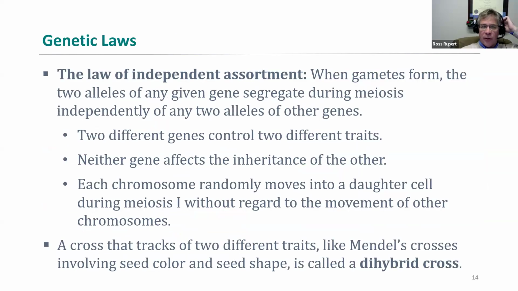Another law that Mendel discovered is the law of independent assortment. Now, again, he didn't have the advantage of knowing what you know, and that is about how mitosis or meiosis works. He didn't know that because the microscope and chromosomes had not yet been discovered. So he was doing it all with math.